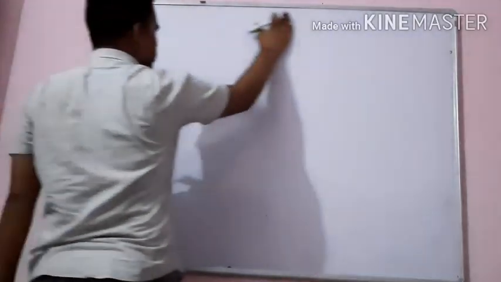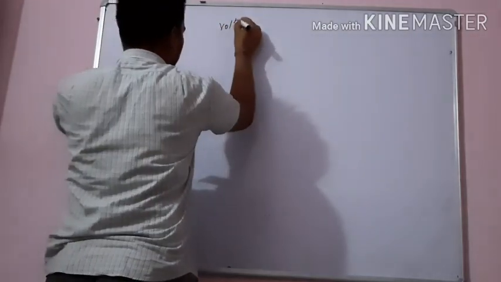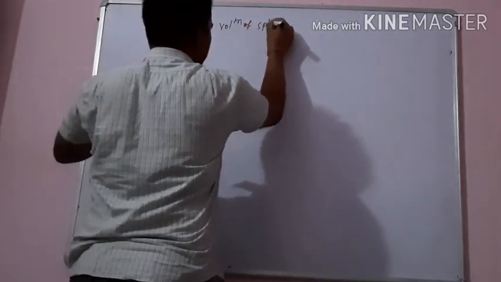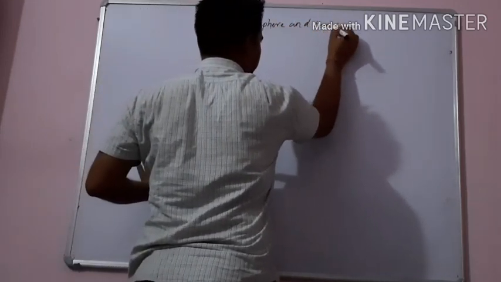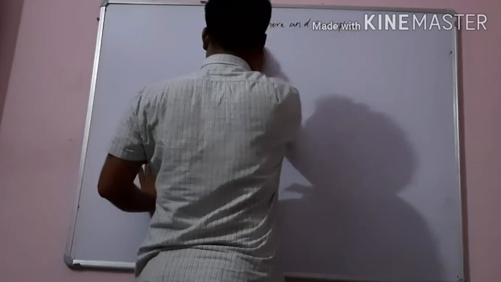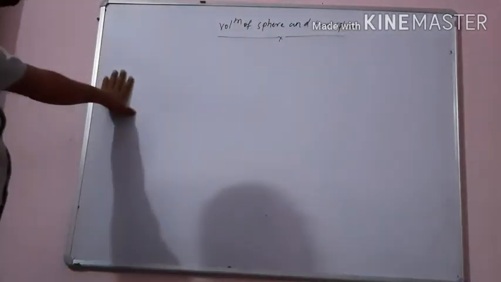Good morning, students. Today we are going to study the last topic of surface area and volume, that is the volume of a sphere and hemisphere. You know the shape of a sphere and hemisphere.